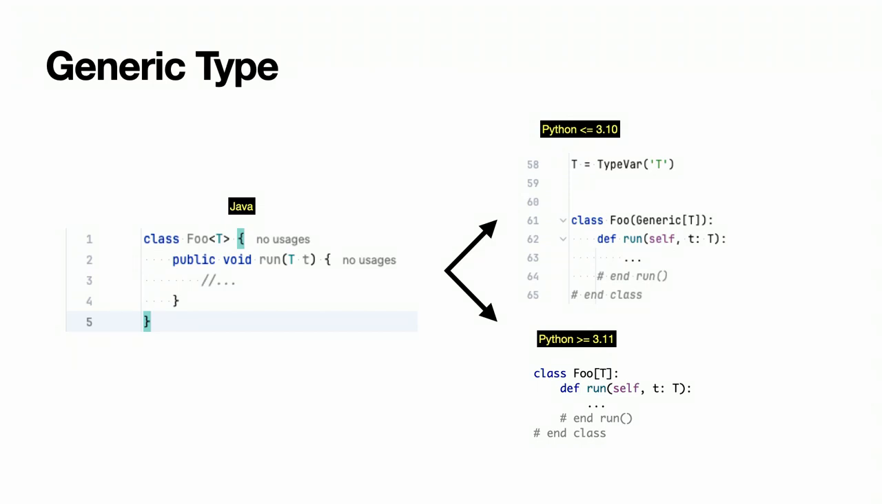So this is the generic type. If you read the Java code, it's boring code. Basically, you all know how generic types are declared and work. In Python, until 3.11, they don't make anything simple at all. You see that first of all, you have to declare the TypeVar. Don't ask me why I have to specify T twice. I read the documentation and still don't get that.